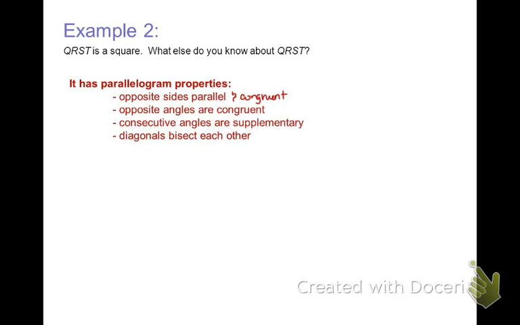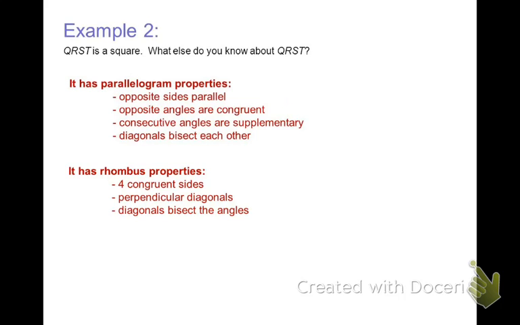What other properties do you pick up in a square? The properties of a... Sure. And I don't remember if that's the next one I put, but we'll see. Yep. So it has rhombus properties, and the rhombus property says that it will also have 4 congruent sides, perpendicular diagonals, and diagonals that bisect the angles. What other properties does it have? It has rectangle properties. So this square will also have 4 right angles and congruent diagonals.